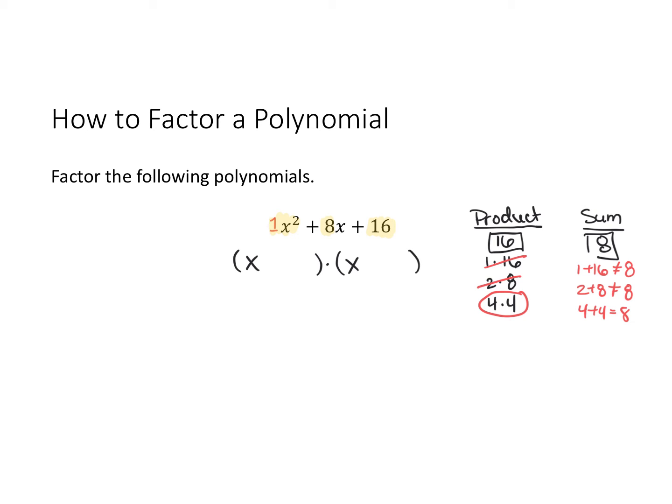And so to write this, we would say x plus 4 times x plus 4. And then you can always check your answer by FOILing. So you can FOIL and check that x plus 4 times x plus 4 does equal out to x squared plus 8x plus 16. Okay? All right, let's take a look at another example.